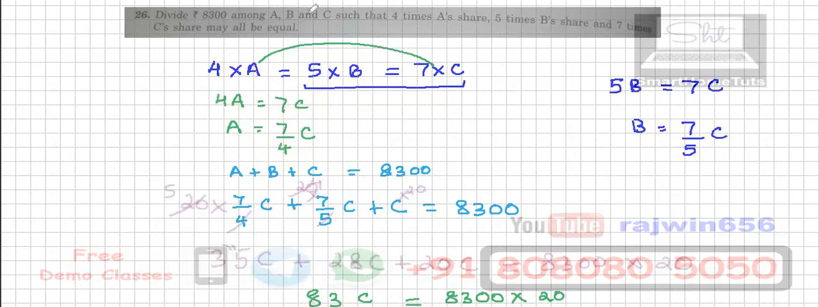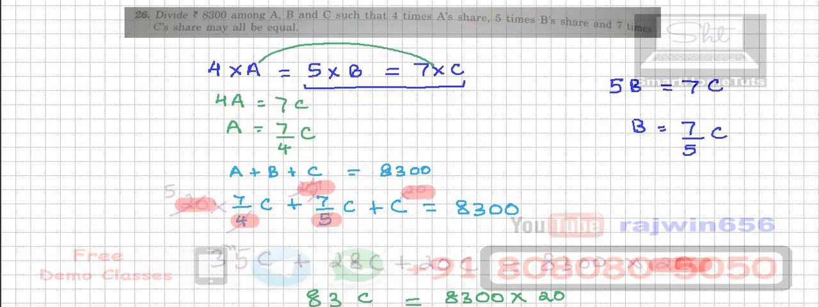Now obviously this A, B and C we are dividing, so the total sum is again going to be 5300. So A plus B plus C is 5300. Then in the next step, instead of A I'm writing 7 upon 4C, then instead of B I'm writing 7 upon 5C, and C is written as it is. Then denominators 4 and 5 are there, LCM is 20. All of these terms are multiplied by 20, and here also 20 is multiplied.